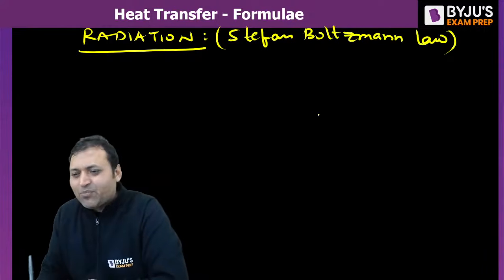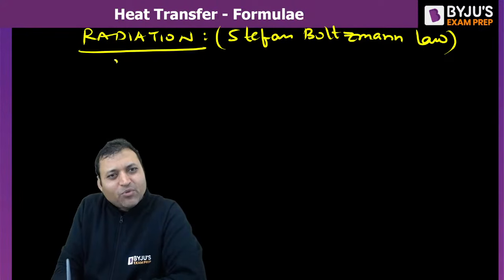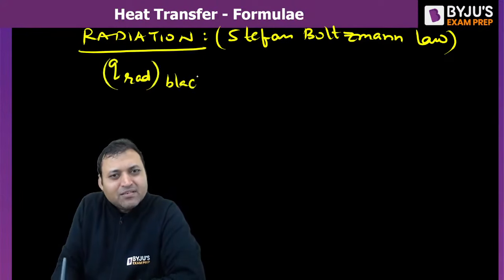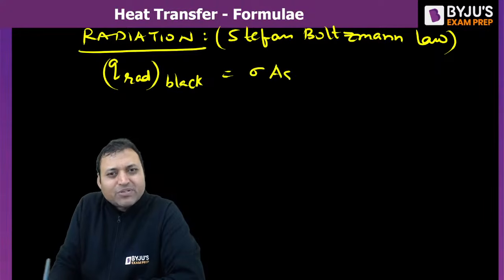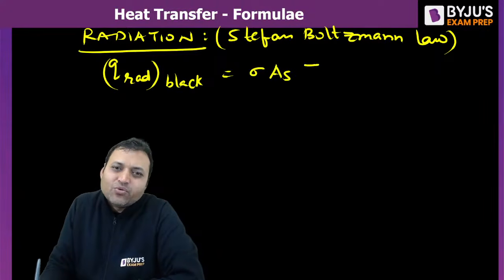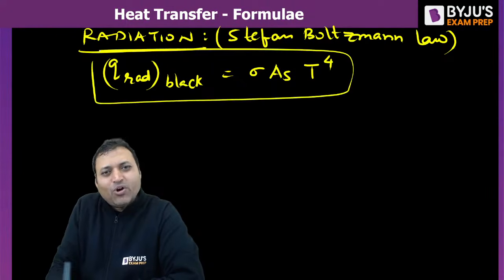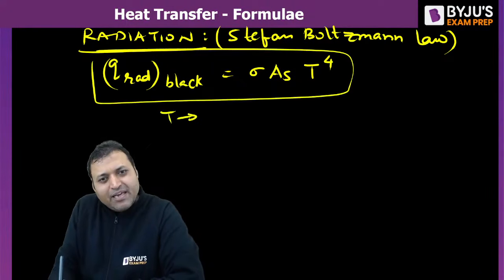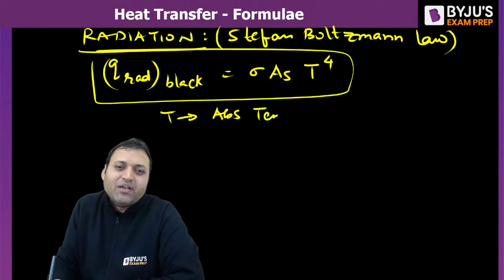Radiation is governed by the Stefan-Boltzmann law. According to the Stefan-Boltzmann law, the heat transfer rate due to radiation for a black body is given by sigma into the surface area of the black body into T to the power 4. T is always the absolute temperature of the black body.